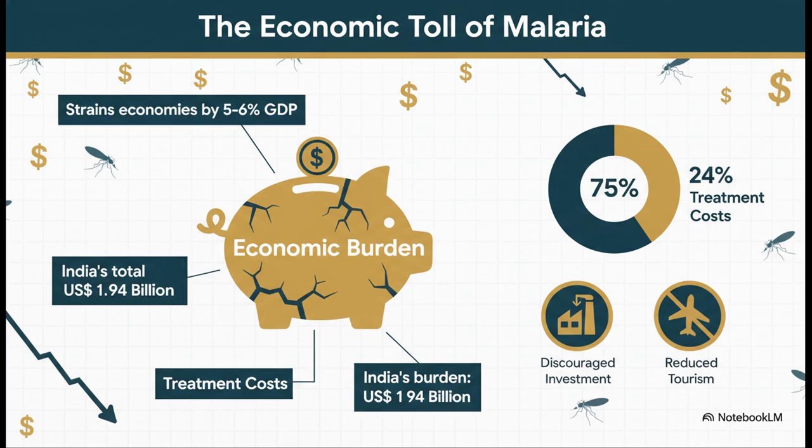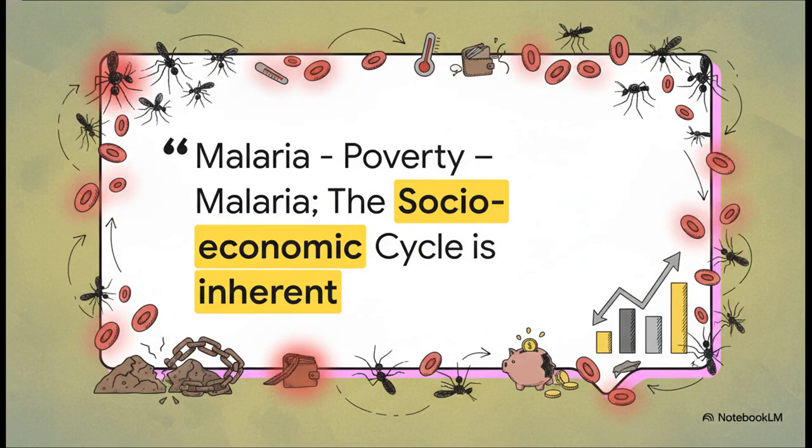It is estimated that the total economic burden from malaria in India could be around $1,940 million or 14,552 crore rupees. The major burden comes from loss of earnings at 75%, and 24% comes from treatment costs. Malaria discourages investments and tourism, affects land use patterns and crop selection, reduces labor productivity, and impairs learning. Malaria and poverty: the socio-economic cycle is inherent.